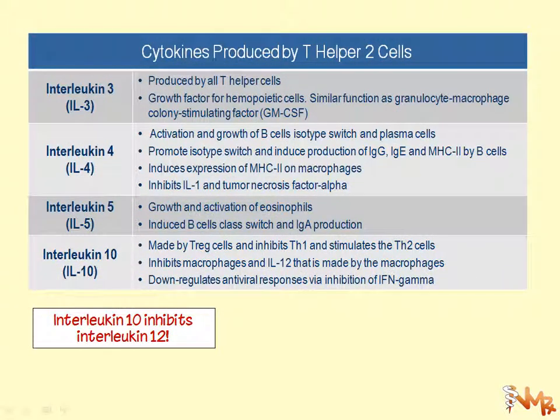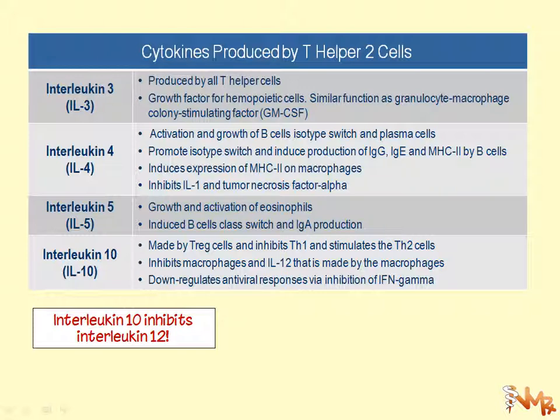Finally, cytokines that are produced by T helper 2 cells. There are 4 must-know ones: interleukin-3, 4, 5, and 10. Interleukin-3 is produced by all T helper cells. It is a growth factor for hematopoietic cells. It has similar function as granulocyte macrophage colony stimulating factor.